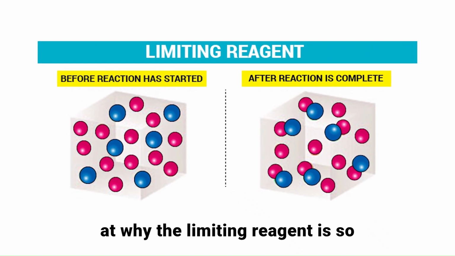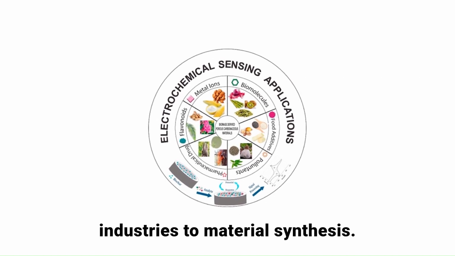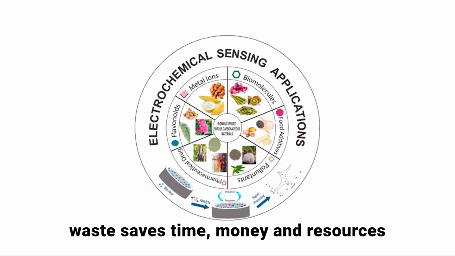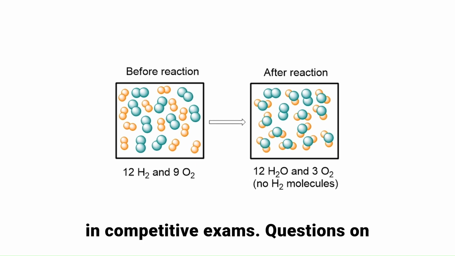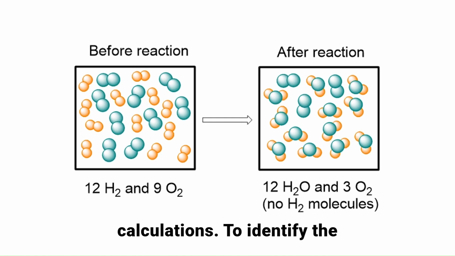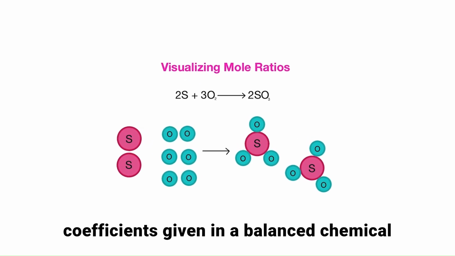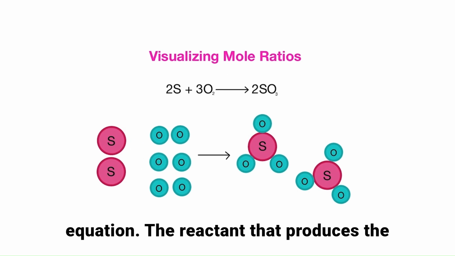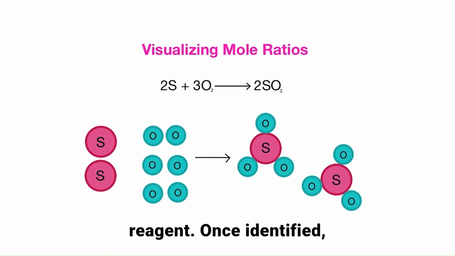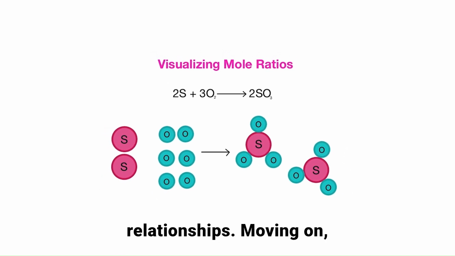Now, let's take a look at why the limiting reagent is so important. In real-world applications, from pharmaceutical industries to material synthesis, ensuring that no excess reactant goes to waste saves time, money, and resources. In competitive exams, questions on limiting reagents test your ability to analyze reactions and make quick calculations. To identify the limiting reagent, we compare the mole ratio of the reactants with the coefficients given in a balanced chemical equation. The reactant that produces the least amount of product is the limiting reagent. Once identified, we can calculate the exact amount of products formed using stoichiometric relationships.